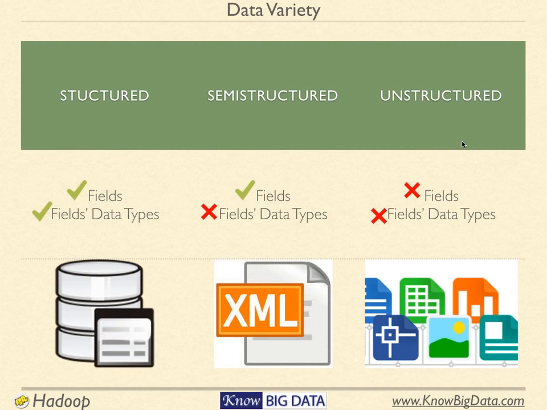Examples of semi-structured data are CSV, comma separated values, if you have heard about comma separated files, and maybe XML. So when you don't know the data types of the input fields, but you know what the fields in the input are, then you call your data semi-structured data.